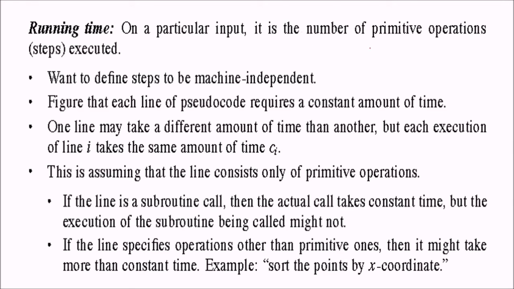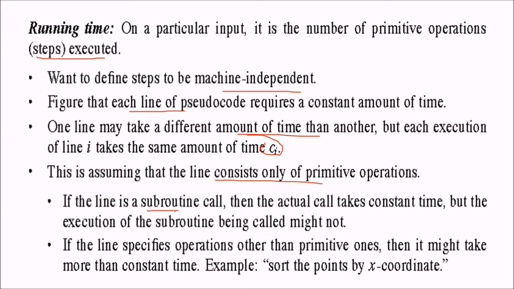On a particular input, the running time is the number of primitive operations which are executed. We want to define steps to be machine independent as far as possible. We figure each line of the pseudocode requires a constant amount of time. One line may take a different amount of time than another, but each execution of line i takes the same amount of time, ci. We assume this, and this is assuming that the line consists only of primitive operations.